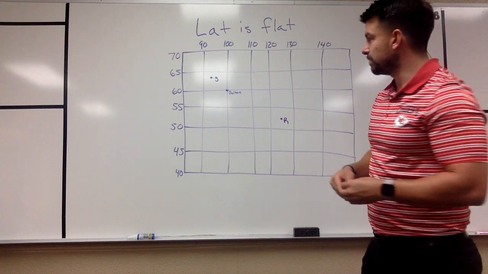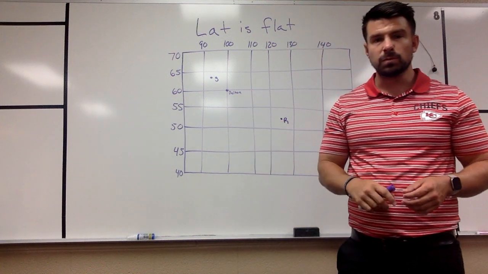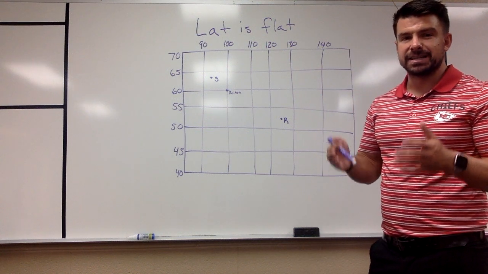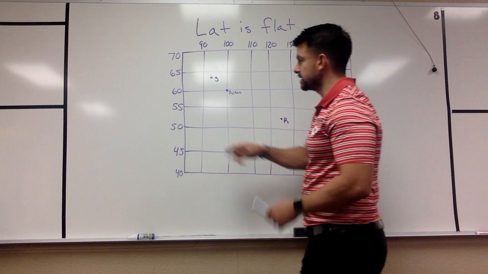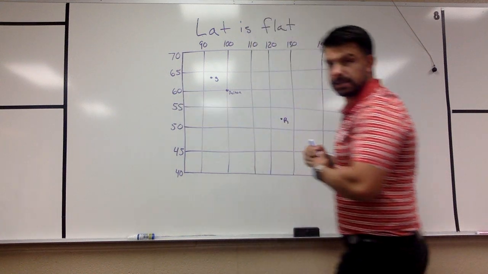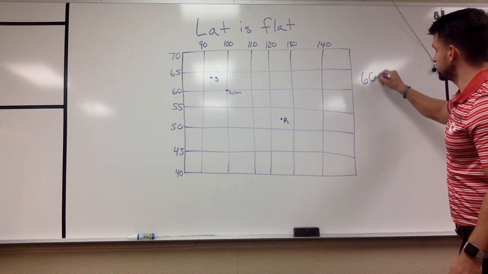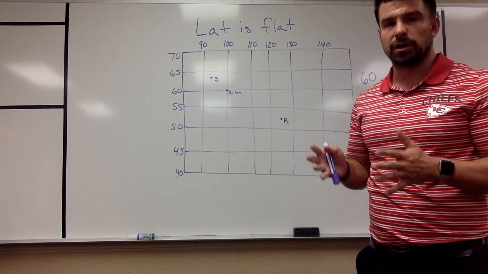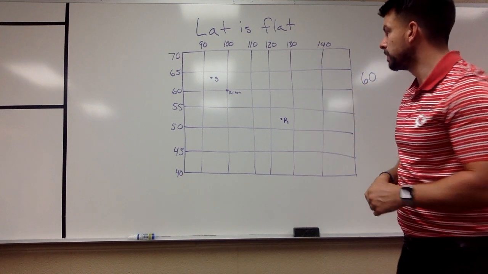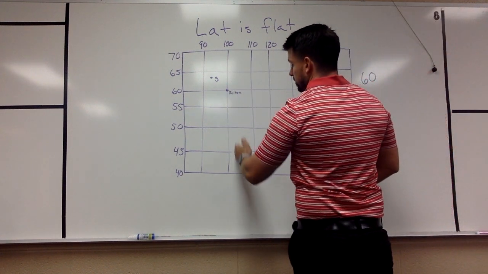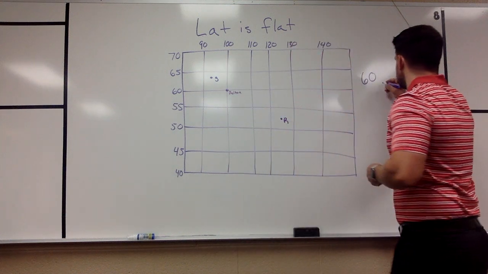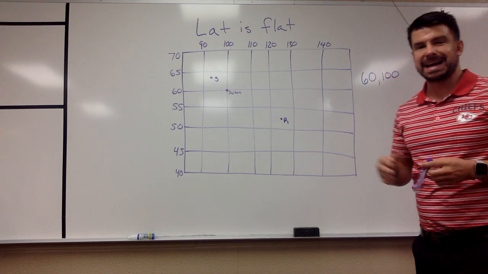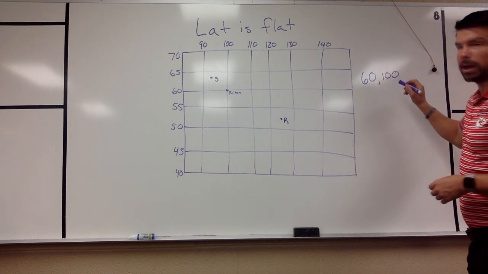To find the coordinates of Belton, I've given us Belton right here. We first need to find the latitude line. Lat is flat, so in this case, it's going to be 60. So 60 is our first number. We then have to find the longitude line, and remember, longitude is long. Our longitude line is right here for Belton. It's 100. So the coordinates for Belton's exact location are 60 by 100.